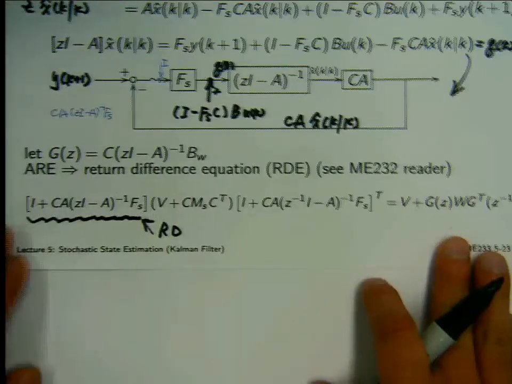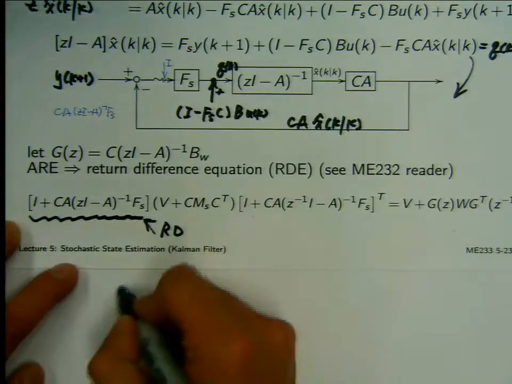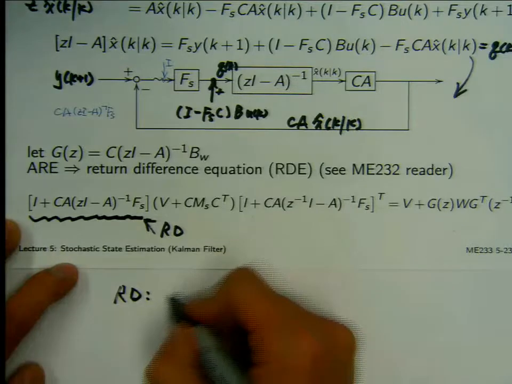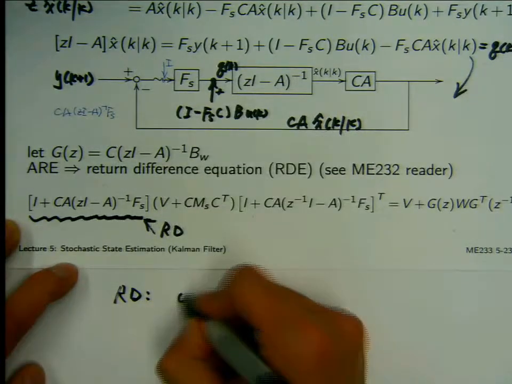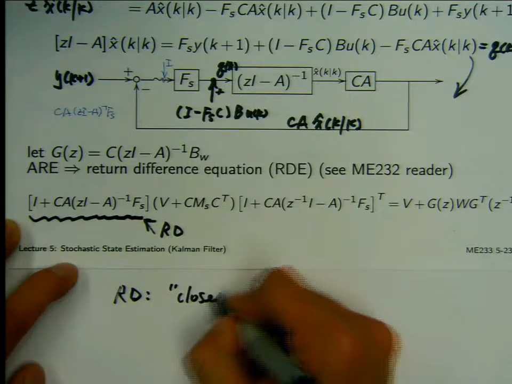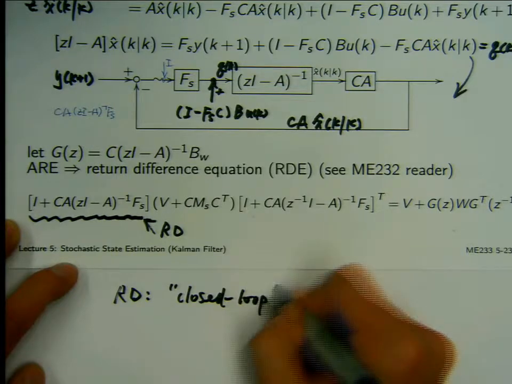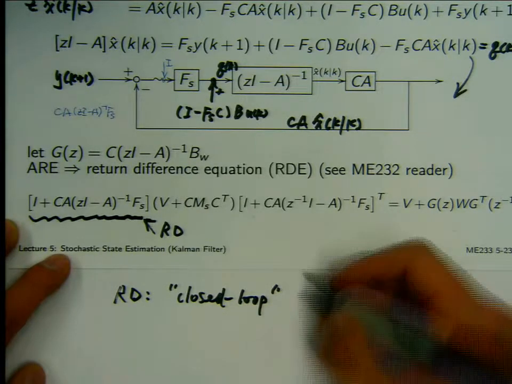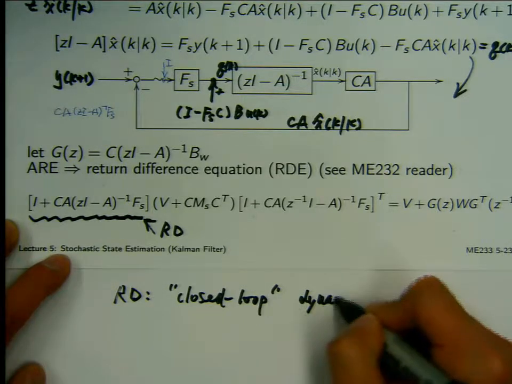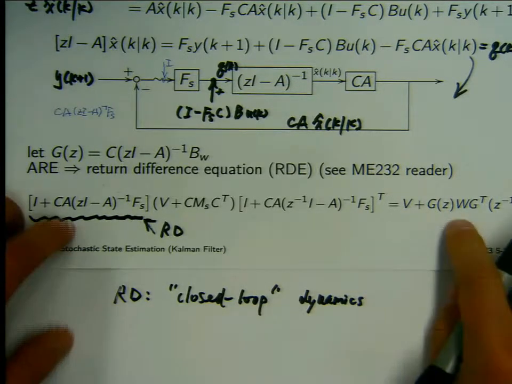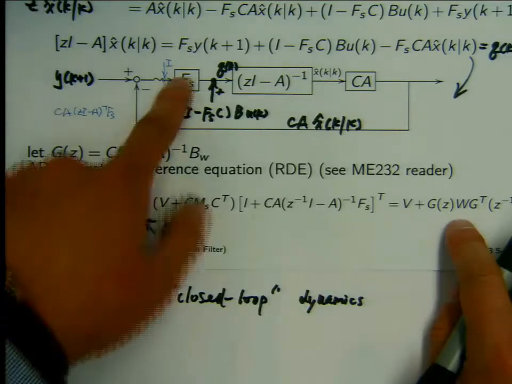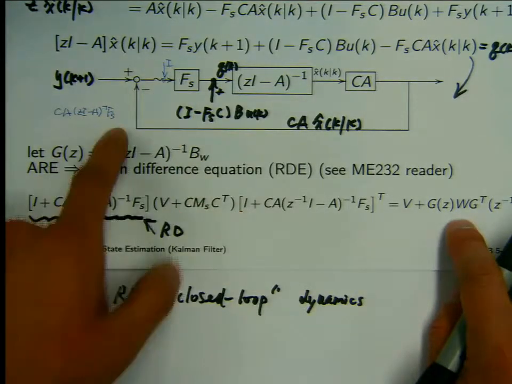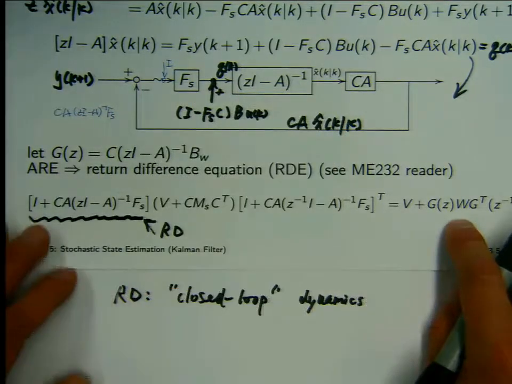If you recall the way we learned about this return difference, it's related to some closed loop. This is just the intuition. It explains the closed loop dynamics. It's the difference between the injected signal and the return signal in this closed loop system.